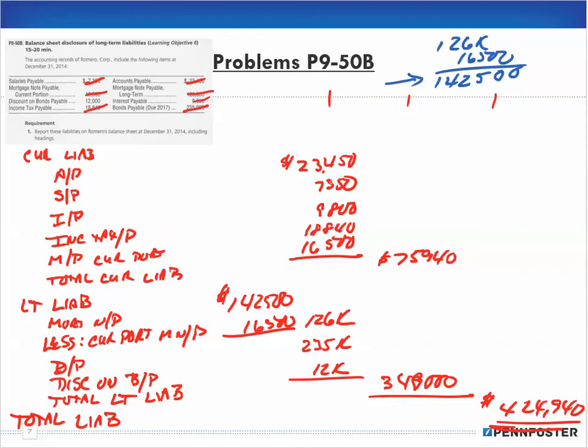So this is what the structure of my balance sheet would look like, using different columns, applying the information for breaking out the current portion, especially with the mortgage payable. That's something that happens all the time for a long-term liability.